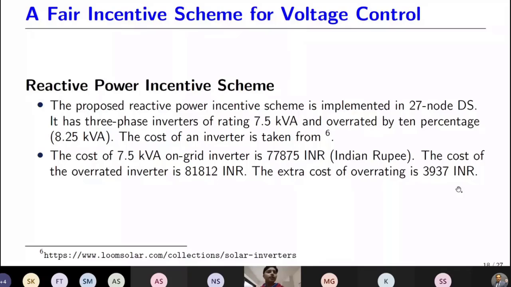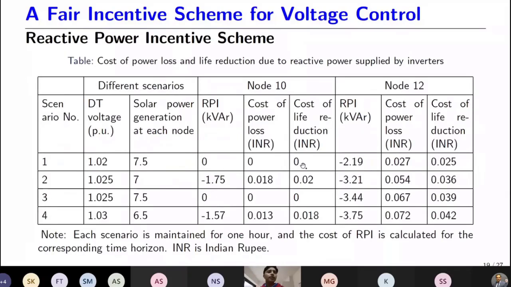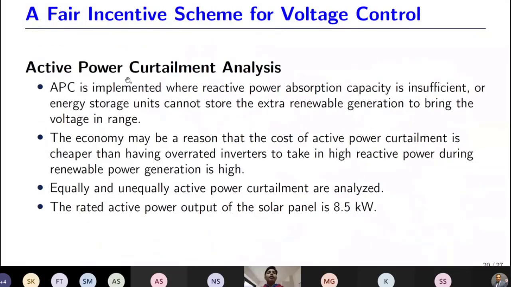And this table shows the simulation results for some scenario where inverters absorb some reactive power, and the corresponding cost of power loss and cost of life reduction is given. So this was the analysis for reactive power.